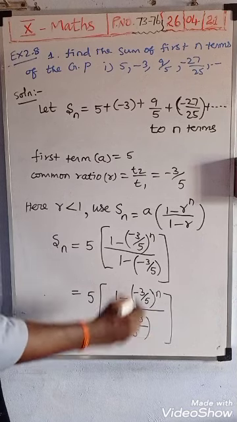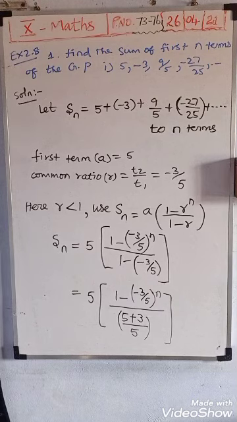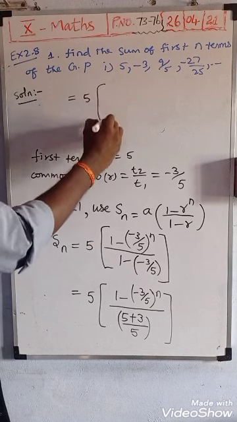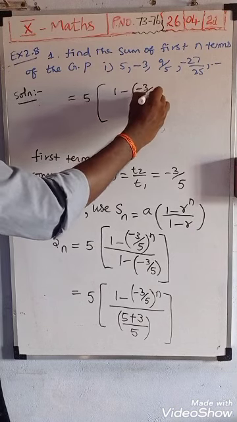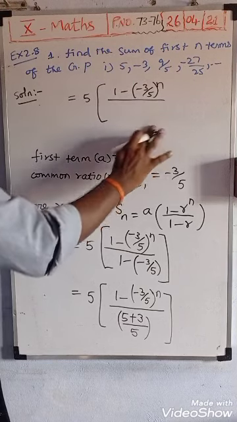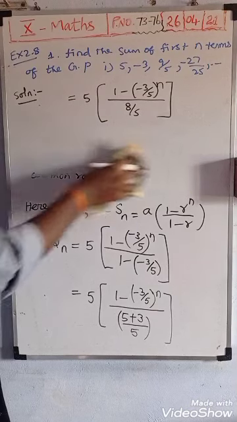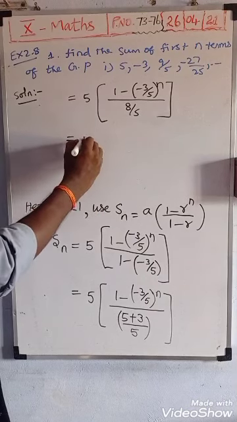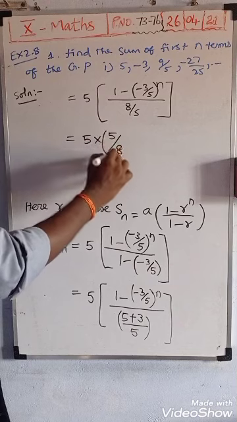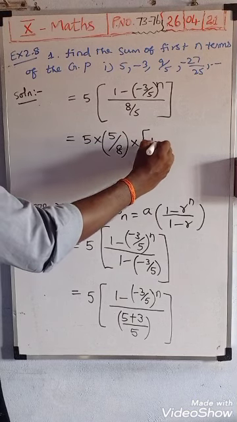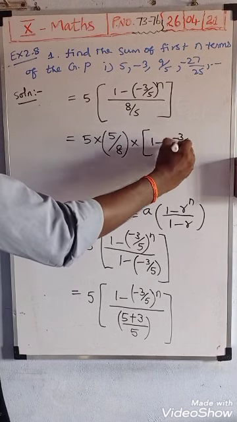Taking the denominator's LCM: 5 ones are 5, and 5 minus into minus changes into plus, so 5 plus 3 divided by 5. Now simplify this and we will receive the answer. Therefore 5 of, in the numerator, 1 minus of minus 3 by 5 to the power n, divided by 5 plus 3, 8, so 8 by 5. Now the denominator 8 by 5 goes to the numerator, so you will get 5 into 5 by 8, and in the numerator you write 1 minus minus 3 by 5 power n.